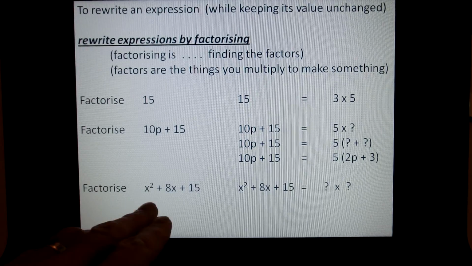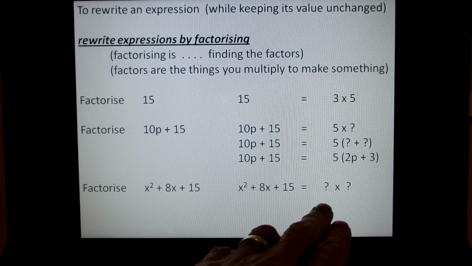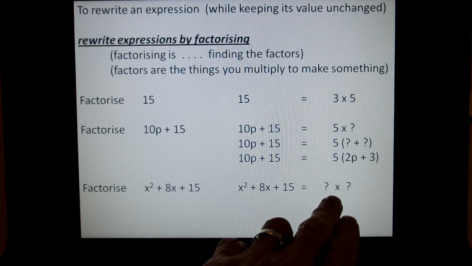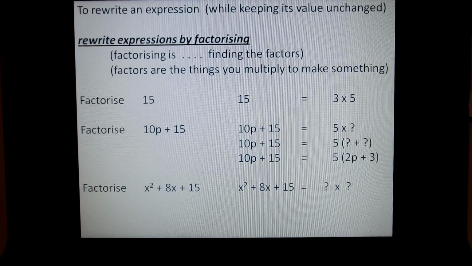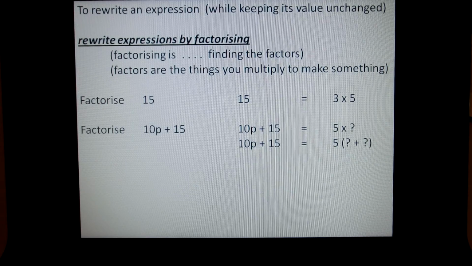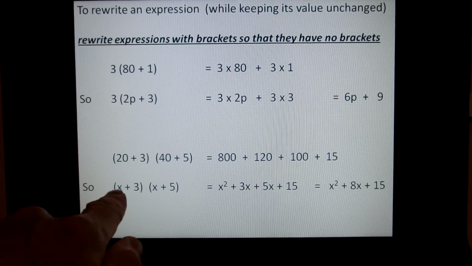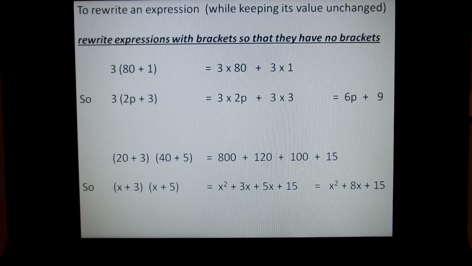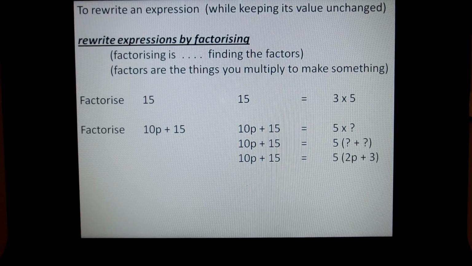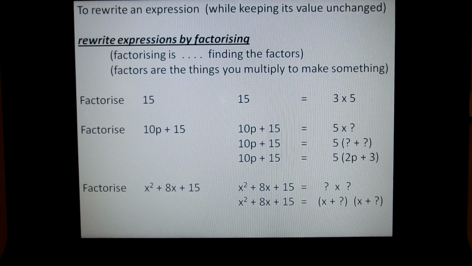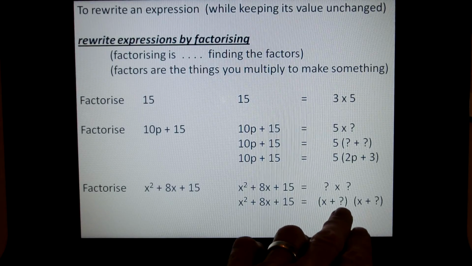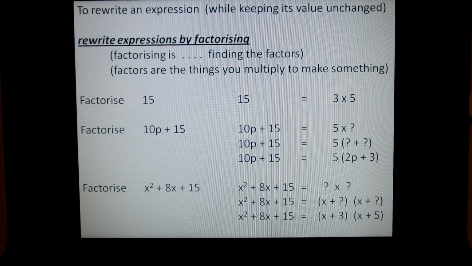If you're asked to factorize this, then if we're going to find factors, we have to find 2 things that multiply together to make that. And if you look at the previous slide, if we go back to here, we'll see this thing here will help us to figure out how to factorize x squared plus 8x plus 15. X squared plus 8x plus 15 can be made by multiplying x plus something, and the somethings there have to be x plus 3 and x plus 5.